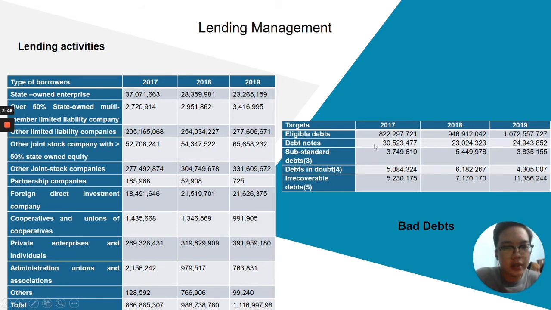We can see that the bad debt increased from 2017 to 2019 by almost 200,000 million.